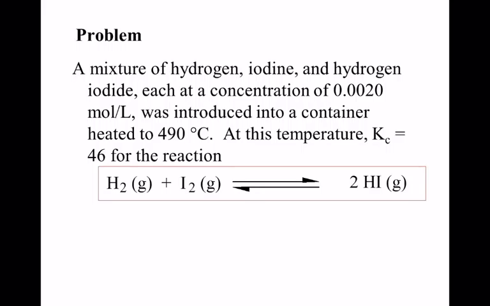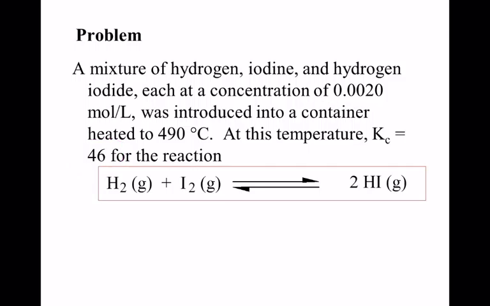Notice that, if you're like me, I have to read problems several times. It's saying that we have a little bit of everything. This is kind of like that third scenario. It's a different equilibrium, but that third scenario where we have a little bit of everything. So everything is at 0.0020 molar. Okay, so that's the initial concentration. And they give us a Kc, and remember it's moderately favoring products. Remember, the larger the Kc, the more it favors products at equilibrium.